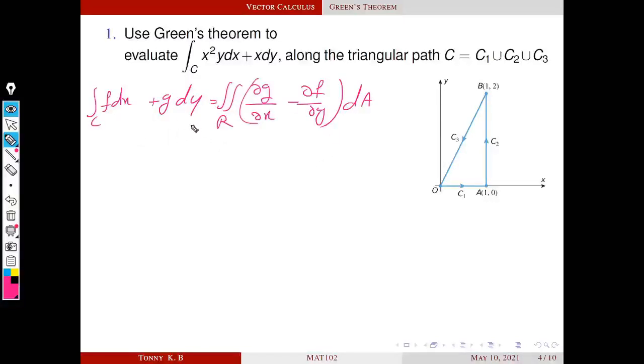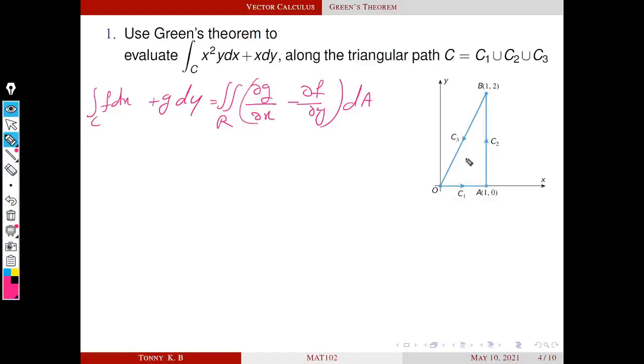Our Green's theorem states that the integral over C of f dx plus g dy is equal to the double integral over R, where R is the region enclosed by C, a plane region, of (∂g/∂x minus ∂f/∂y) dA. So we have to compute this double integral. Here this simple closed curve is C. R is the region enclosed by this curve, that is, inside this triangle.